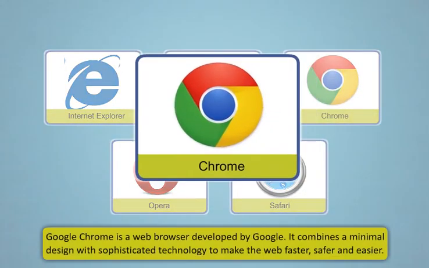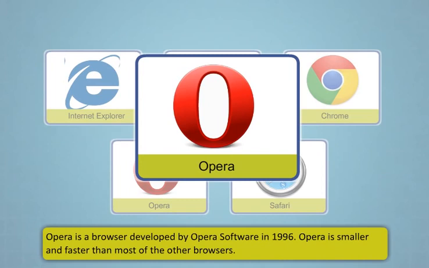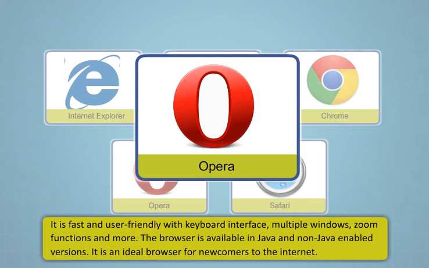Google Chrome is a web browser developed by Google. It combines a minimal design with sophisticated technology to make the web faster, safer, and easier. Opera is a browser developed by Opera Software in 1996. Opera is smaller and faster than most of the other browsers. It is fast and user-friendly with keyboard interface, multiple windows, zoom functions, and more. The browser is available in Java and non-Java enabled versions. It is an ideal browser for newcomers to the internet.